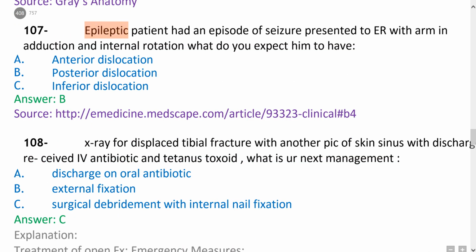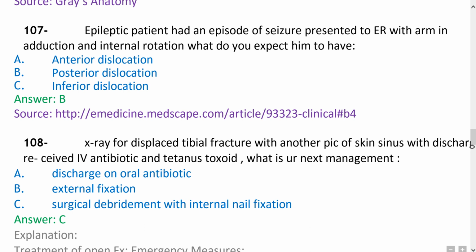epileptic patient. Do you see that epileptic patient? He's seizing. Do you see him? Yes, I think that you see him. He had an episode of seizure. He presented to ER with arm adduction and internal rotation. What do you expect him to have?